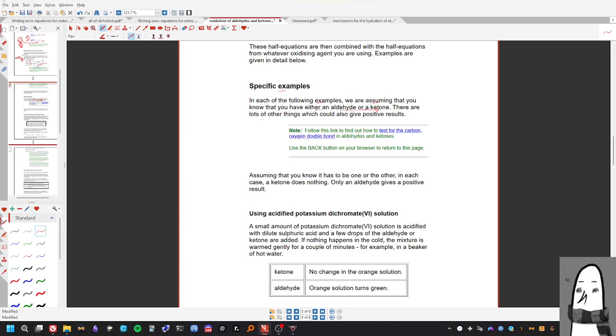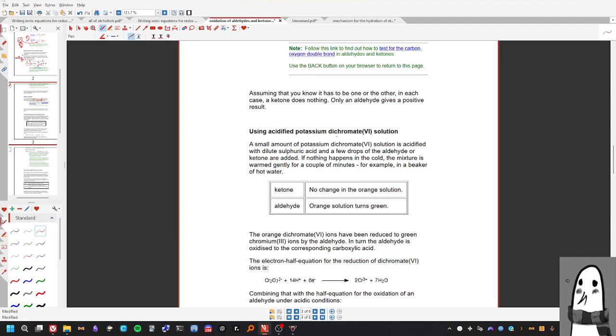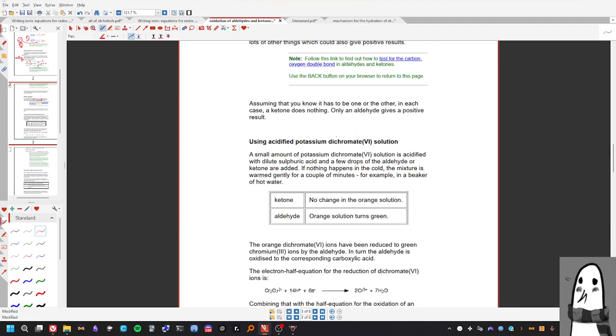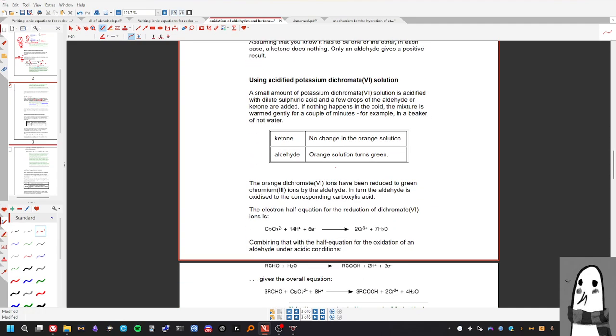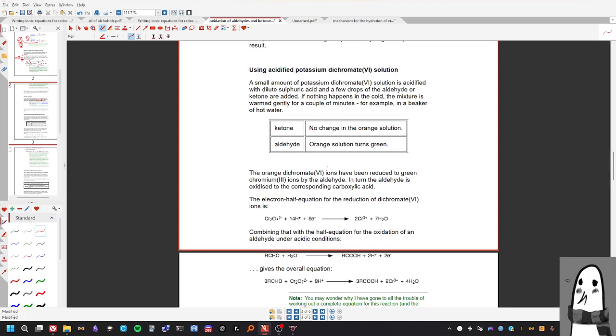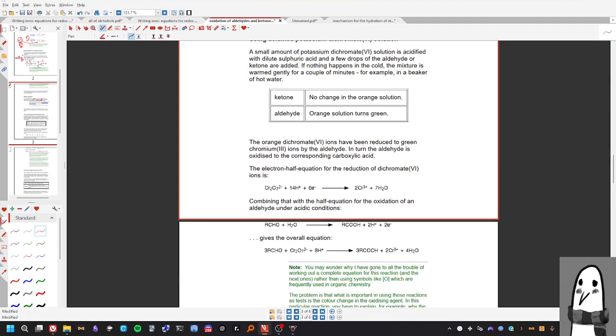So now we are looking at the following examples, assuming that we have either one or the other. A ketone does nothing, so only an aldehyde will give a positive result. That's really just it. Some examples are using solid acidified potassium dichromate. It's going to be a classic: orange turns green, orange being the potassium dichromate. Sorry. The aldehyde turns into a carboxylic acid, and your ketone doesn't change at all.